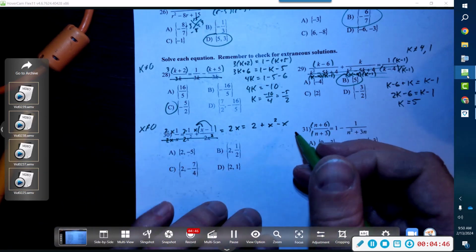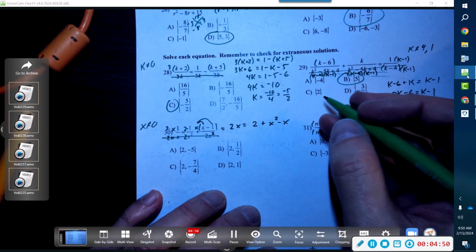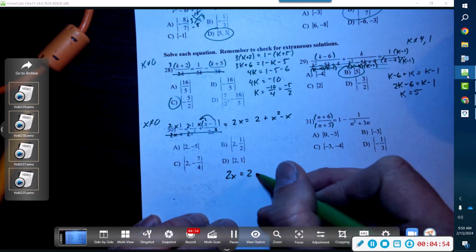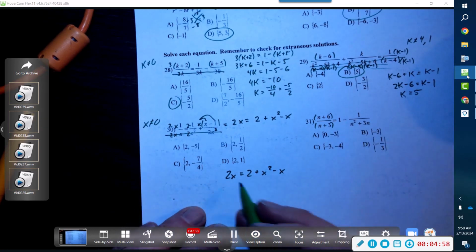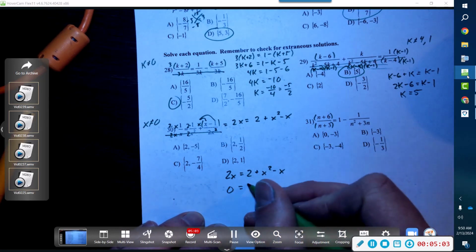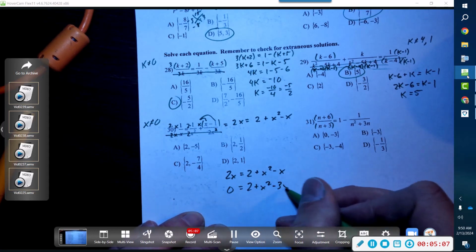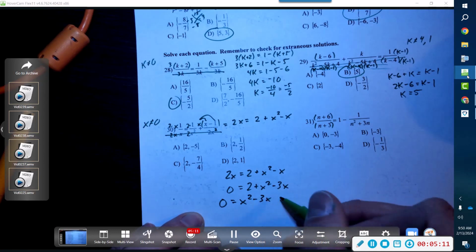All right, now this is going to result in a quadratic here. Okay, now let's see what we get. In order to solve a quadratic, I have to have it equal to 0. Okay, so let's move this guy over here. So I get 0 equals 2 plus x squared. He'll become negative, so a minus 3x. Now these guys are in the wrong order, so let's do that.